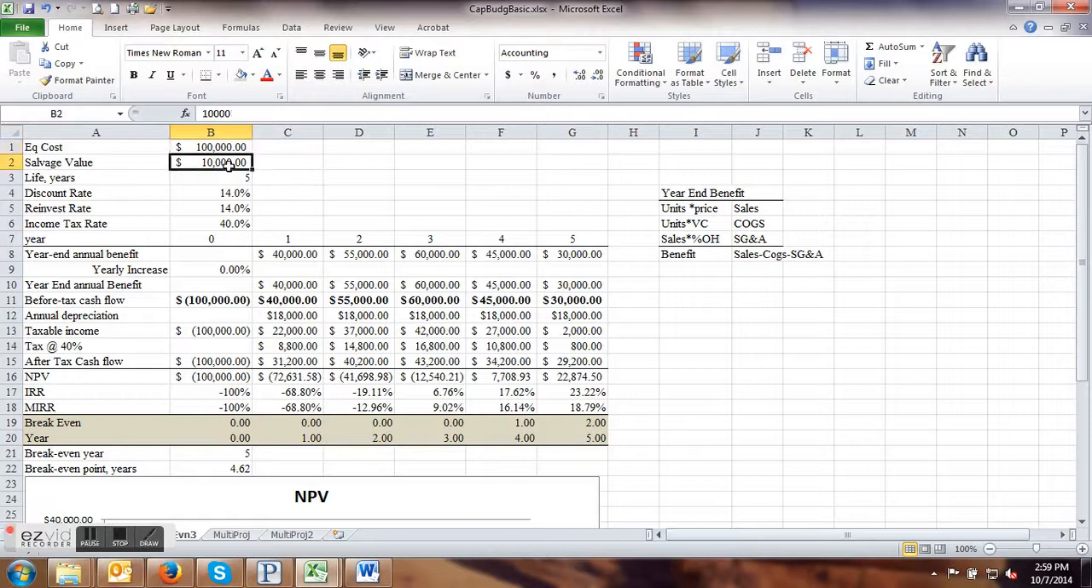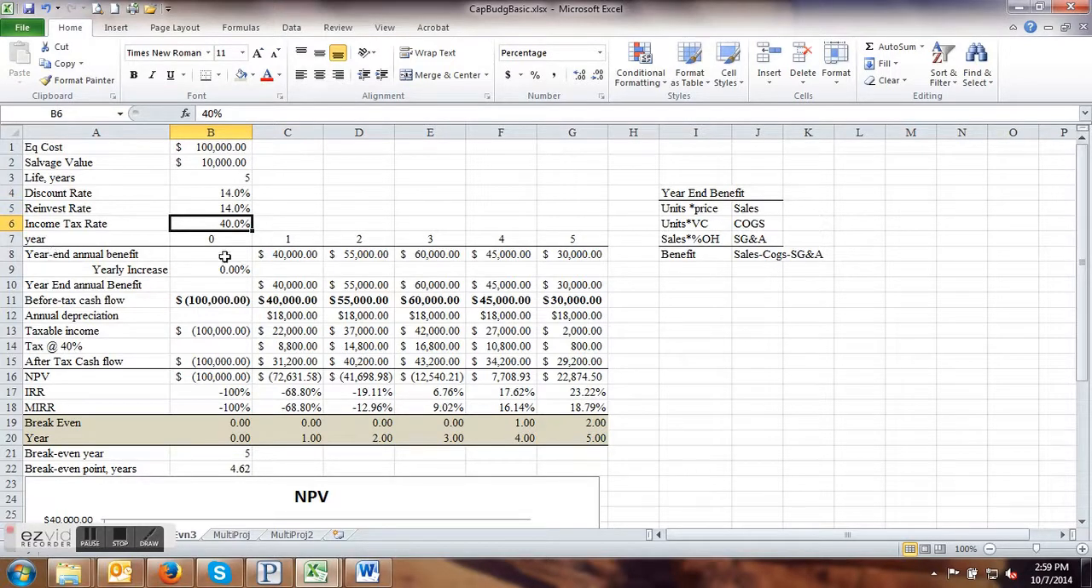The salvage value for you is going to be 0, but go ahead and use a variable here. The life obviously is going to be 10 years because we're doing a 10-year forecast. This example is just 5. Discount rate is going to be your weighted average cost of capital. Reinvestment rate is going to be your weighted average cost of capital again. And the income tax rate is going to be 39%.